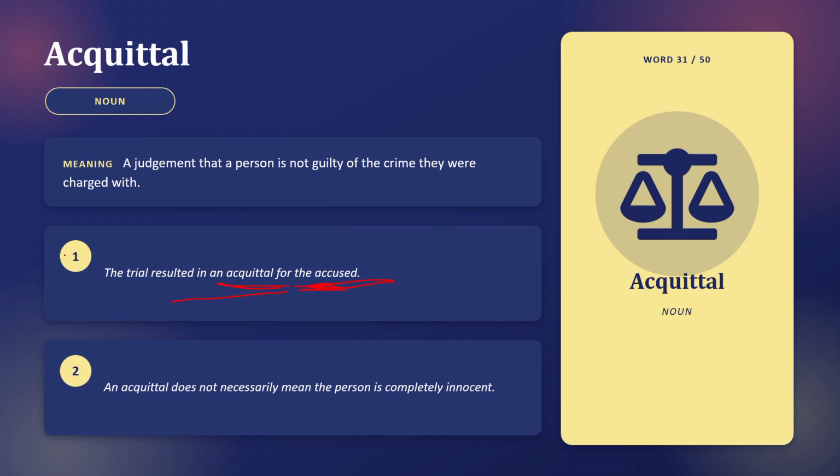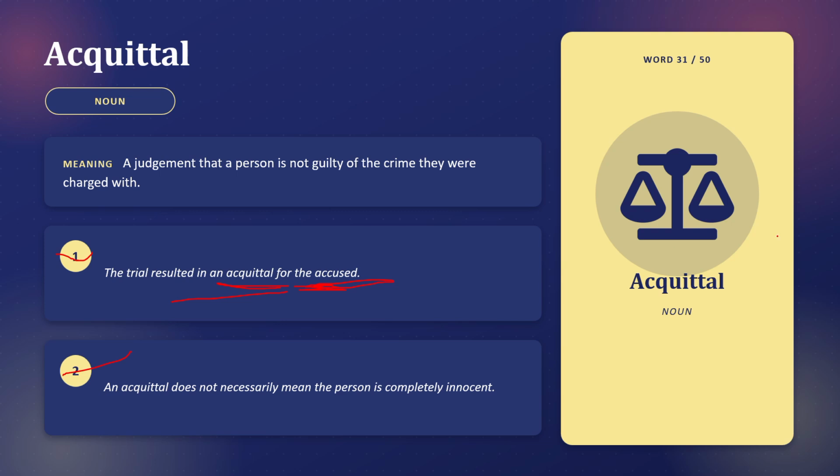Okay. Next, an acquittal does not necessarily mean the person is completely innocent. By the meaning of this statement, the statement is true. An acquittal does not necessarily mean the person is completely innocent. Okay.